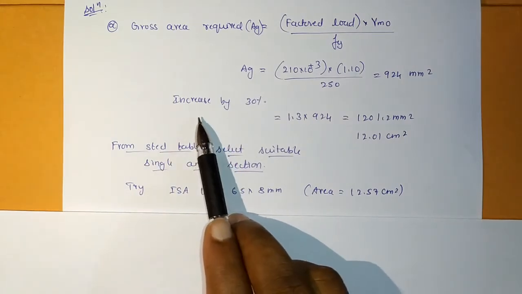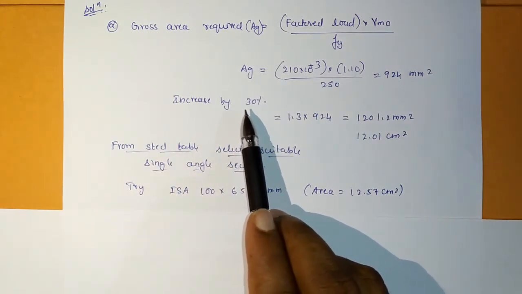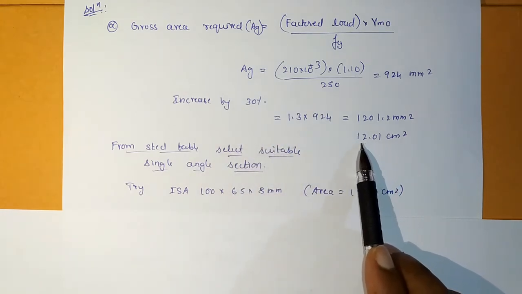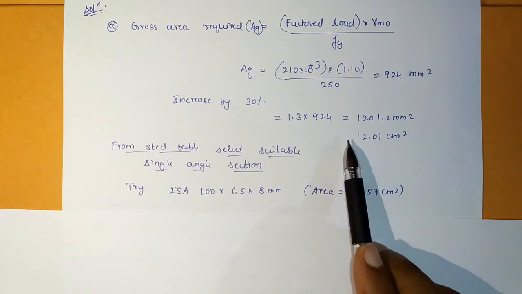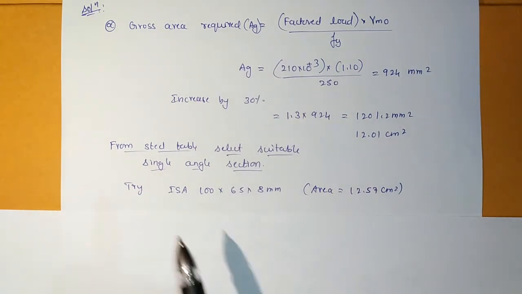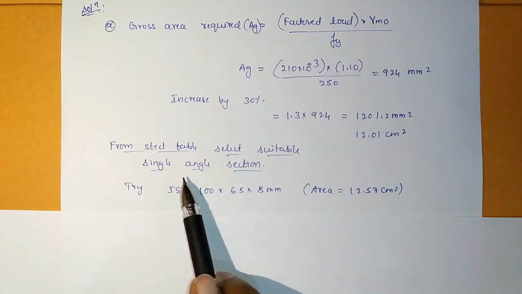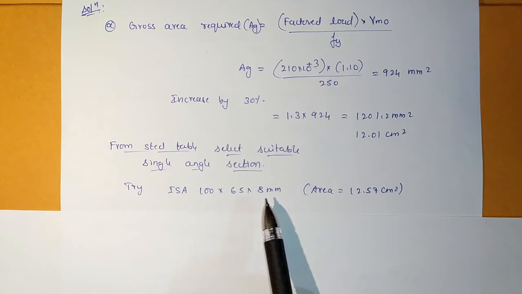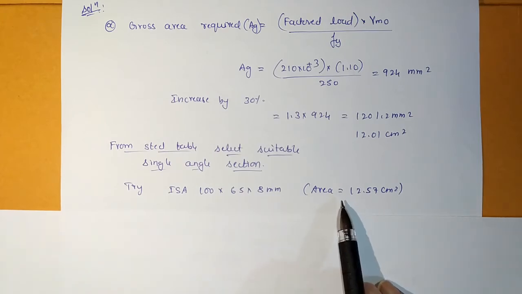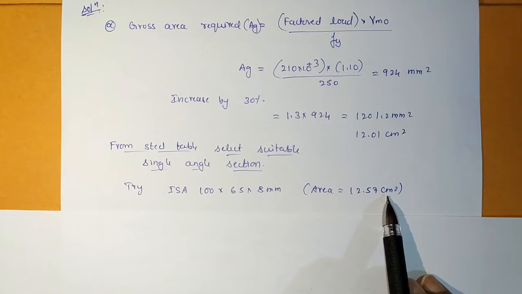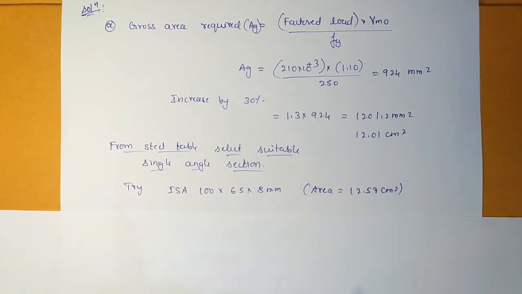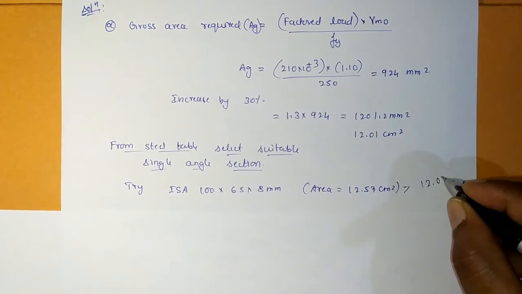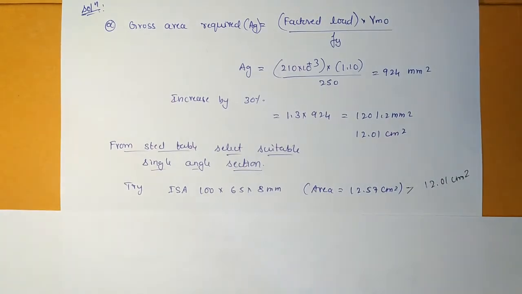After that, we have to increase the area by 20 to 30%. Here, by taking the average, we are increasing by 30%. If increased, this will be the total gross area of the section. Now from the steel table, we have to choose the suitable angle section. We are trying ISA 100 into 65 into 8 millimeter. For this angle, the area is 12.57 centimeter square. This area should always be greater than the required area, 12.01 centimeter square. Then only the design is safe.